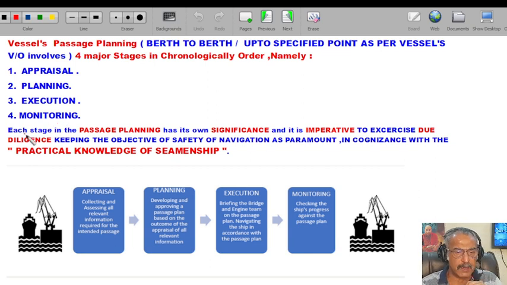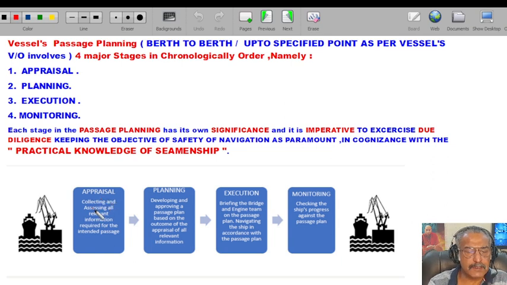So that is the reason I've stated that each stage in the passage planning has its own significance, and it is imperative to exercise due diligence, keeping the objective of the safety of navigation as paramount, in cognizance with the practical knowledge of seamanship. Now, the four parameters I have written down here, that is number 1, 2, 3, 4, respectively, are appraisal, planning, execution and monitoring. What does that mean? I'll explain to you in a nutshell.